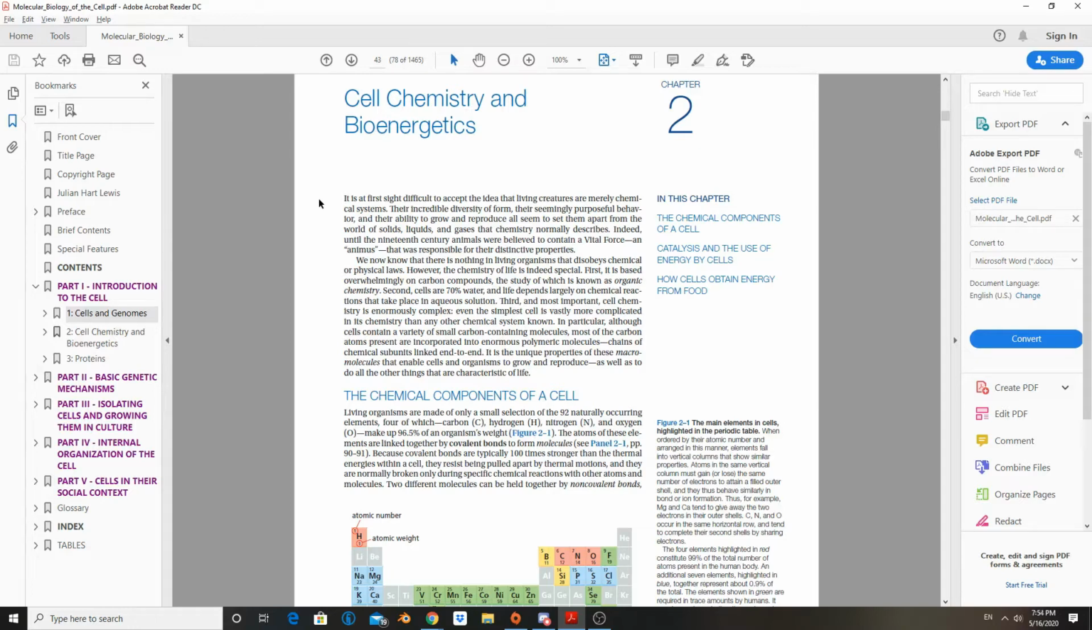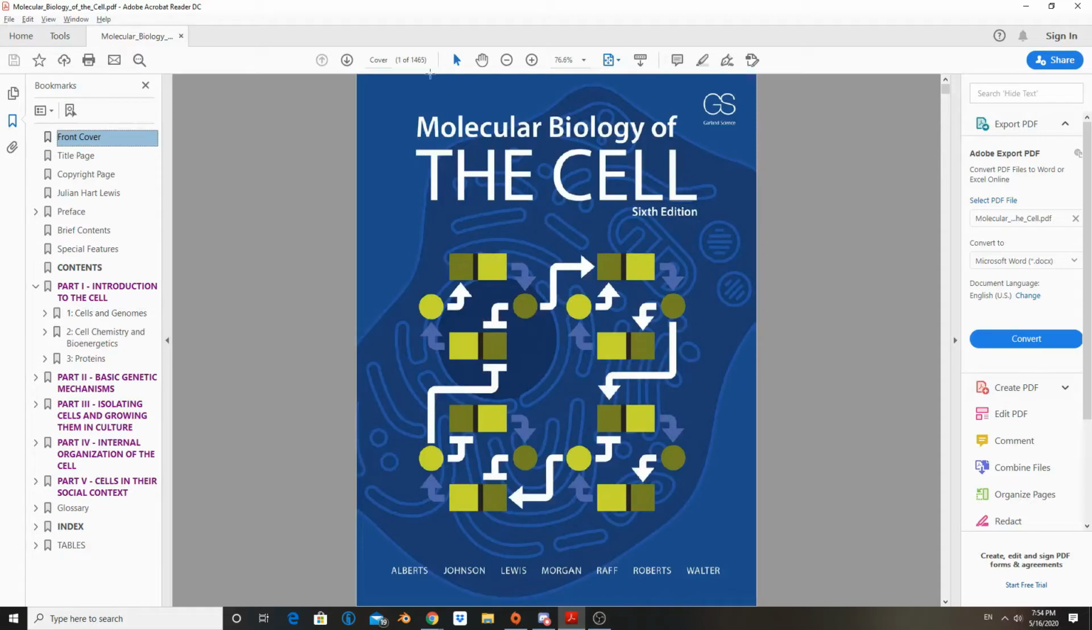So the textbook we're going to be using is Molecular Biology of the Cell by Alberts. So right here. You can find that online just by doing a quick Google search. I'm not going to put the link due to copyright reasons, but you can probably find it yourself.